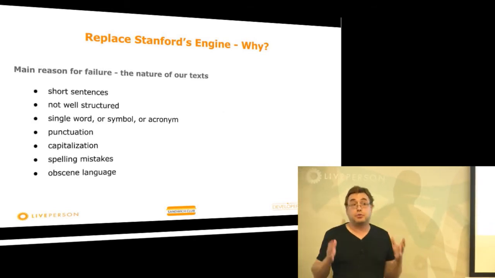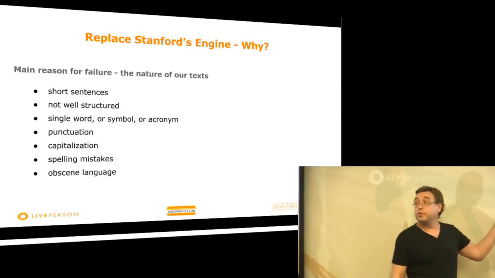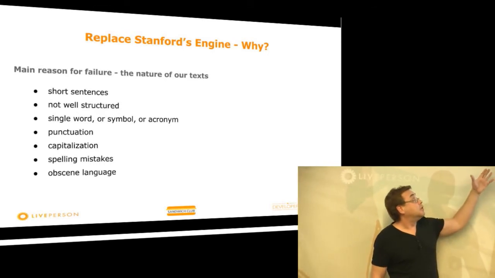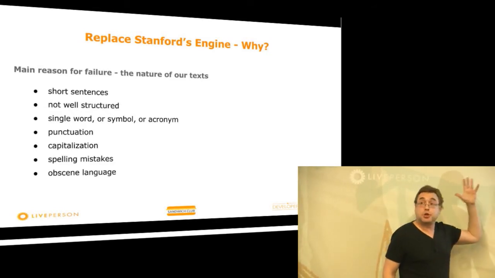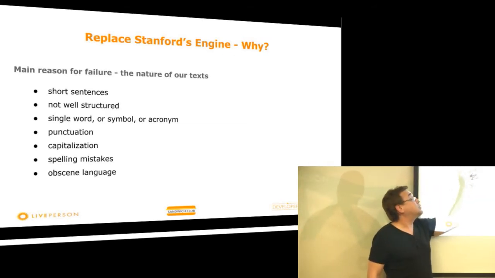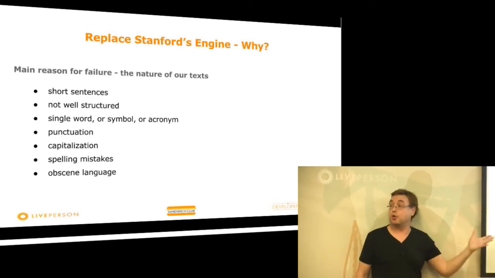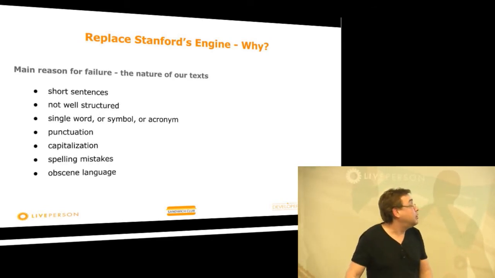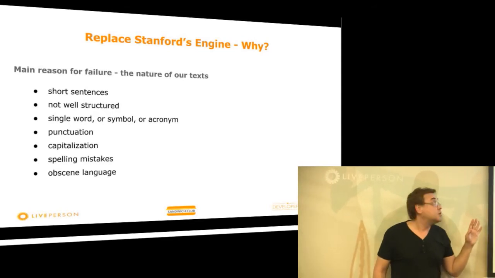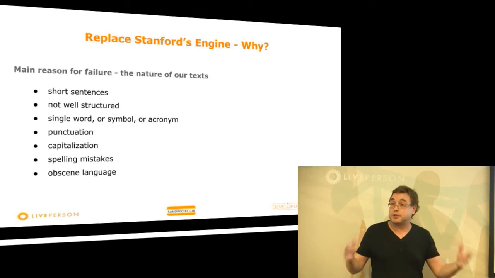The main reason is that our data is so different from what people are used to working with, like movie reviews. First of all, it's characterized by very short sentences, not well structured. Sometimes it's just a single word or a single symbol, or just a smiley or some LOL. And it is characterized by extensive punctuation, capitalization, infinitely many misspellings, obscenity. All the things you can think of are different from what we are used to seeing in movie reviews, restaurant reviews, etc.